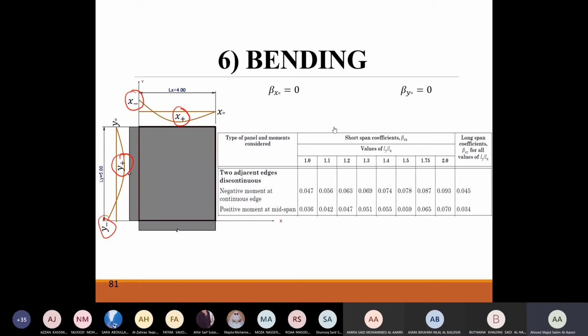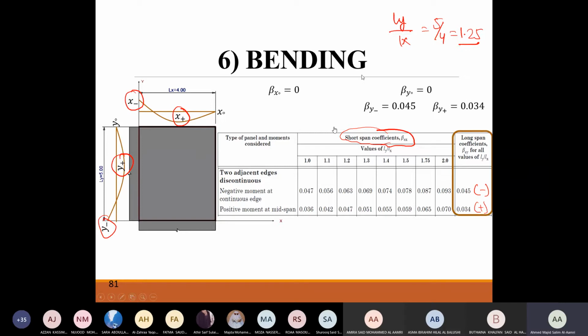Now we have Lx to be 4 and Ly to be 5. If we get our Ly by Lx value, 5 divided by 4, this is going to give you 1.25. Now, if you remember, we have the values of x and we have the values of y. For y, we have 0.045 and we have 0.034. One of them is negative, another one is positive. So now I can say that my beta y negative is 0.045 and my beta y positive is 0.034. Any questions till now?